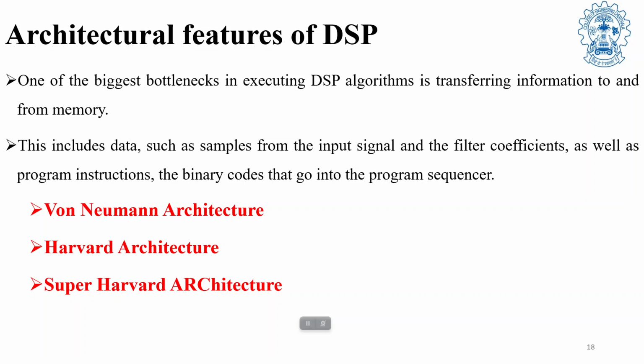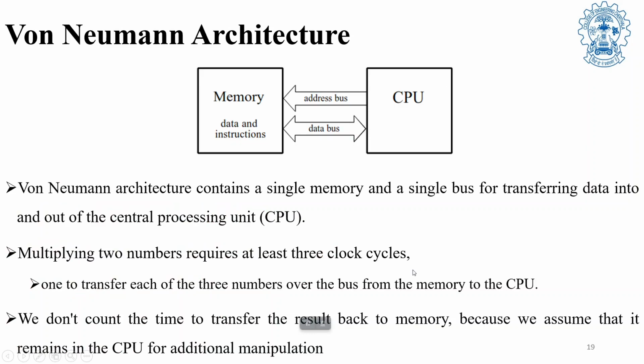For executing the DSP algorithm, there are three architectures describing this. They are von Neumann architecture, Harvard architecture, and Super Harvard architecture. Coming to von Neumann architecture, the von Neumann architecture contains a single memory and a single bus for transferring data into and out of the central processing unit.